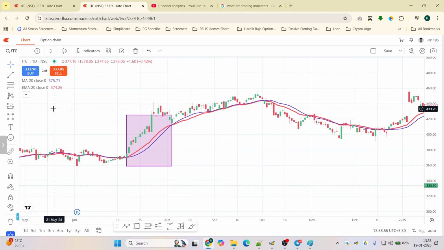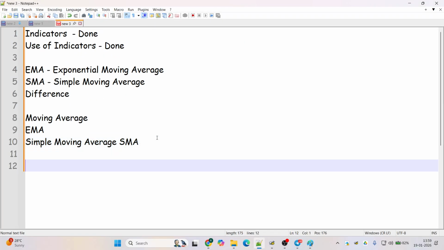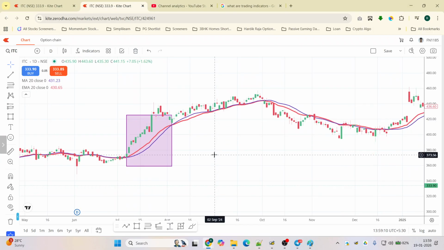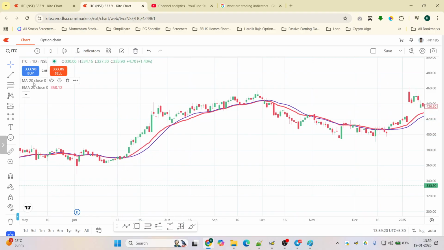Now, coming to this, let me add one more point. Basically, what is this used for? This is used for trend identification. I hope you went through that trend video. If you have not, please go through it. Assuming that you have, I'm going ahead with this one. I'm just hiding this.